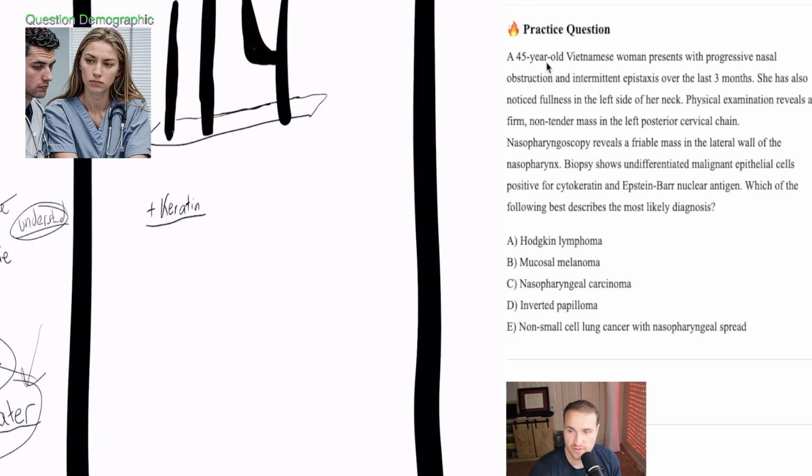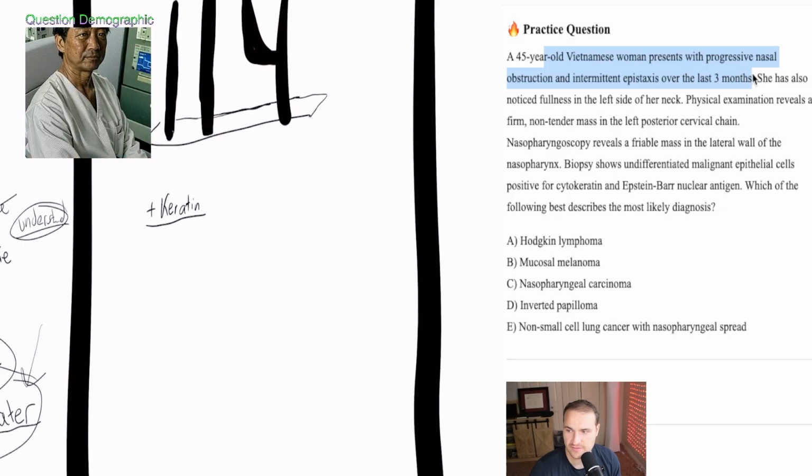For the next question, we have a 45-year-old Vietnamese woman with progressive nasal obstruction and intermittent epistaxis over the last 3 months. She's noticed a fullness of the left side of her neck. She's got a firm, non-tender mass in the left posterior cervical chain. Pharyngoscopy reveals a friable mass in the lateral wall of the nasopharynx. She's got Epstein-Barr. What is the most likely diagnosis? Nasopharyngeal carcinoma. It's just textbook right there.